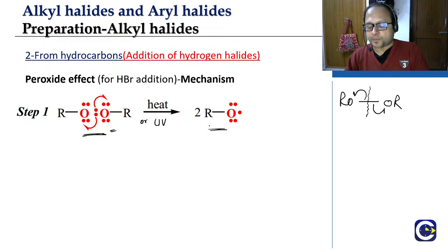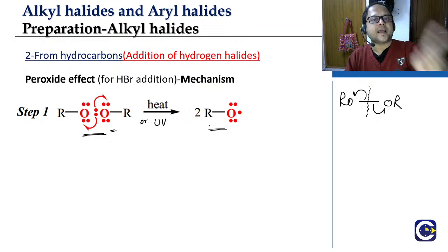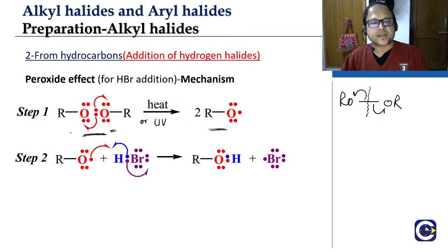Right? So once 2 alkoxide free radicals are formed, they are going to attack your HBr, extracting hydrogen and forming alcohol, right? So you can see that once it is formed, it is going to extract this hydrogen, form alcohol, and it will also generate bromine free radical, right?